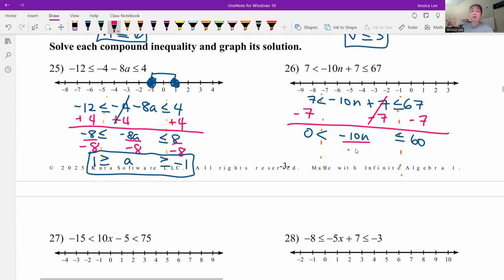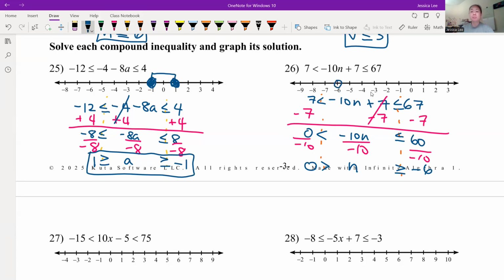And then we're going to divide by -10. Divide by -10, divide by -10, all 3 sides. And we get 0 divided by -10 is still 0. Remember, we divided by a negative. You see, we got to flip that inequality and flip the inequality, and that's going to be -6. All right. So we know that 0 is bigger than n, but n is bigger than or equal to -6. So we know it's in between 0 and -6. That's where all the solutions lie.